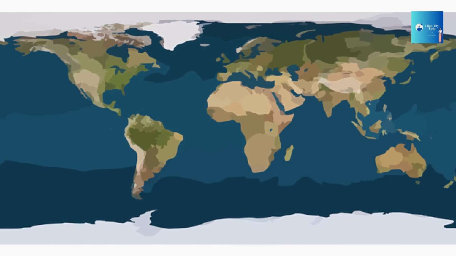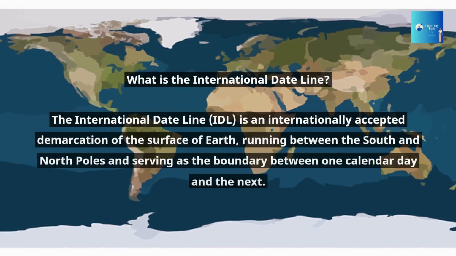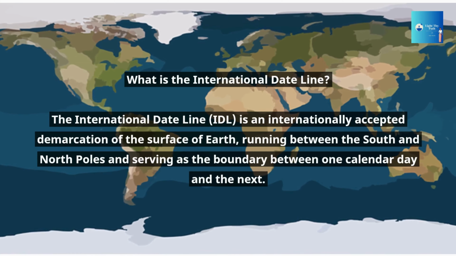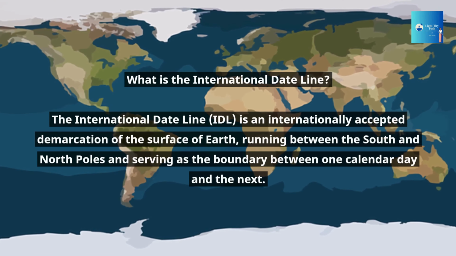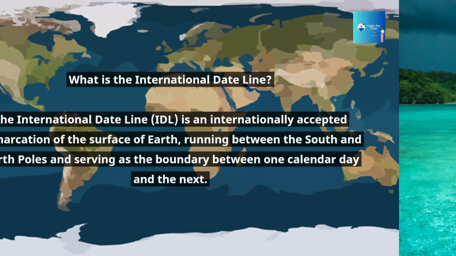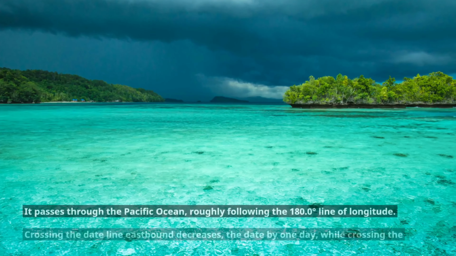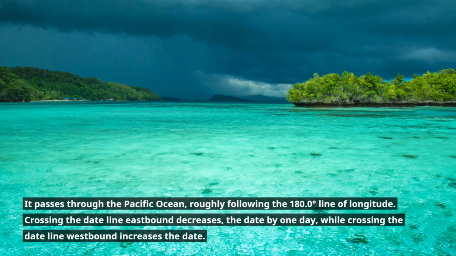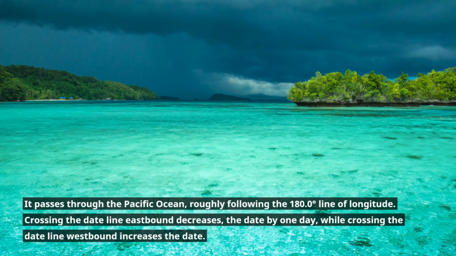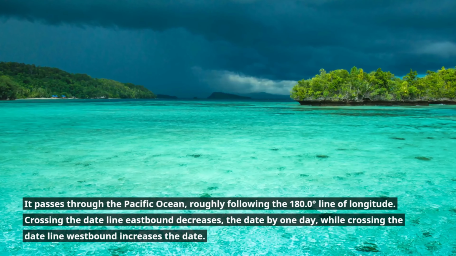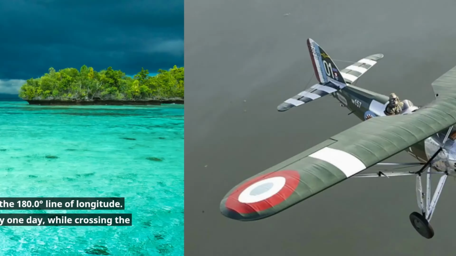What is the International Dateline? The International Dateline, IDL, is an internationally accepted demarcation of the surface of Earth, running between the South and North Poles and serving as the boundary between one calendar day and the next. It passes through the Pacific Ocean, roughly following the 180.0 degrees line of longitude. Crossing the dateline eastbound decreases the date by 1 day, while crossing the dateline westbound increases the date.